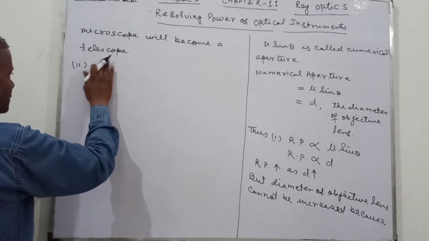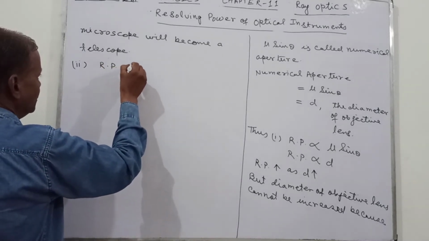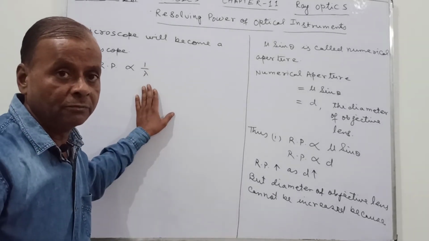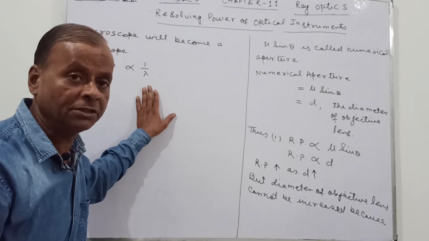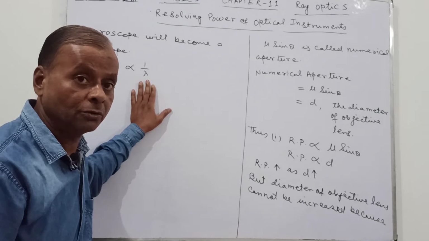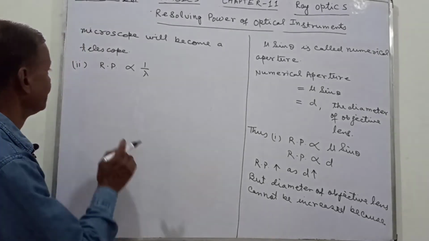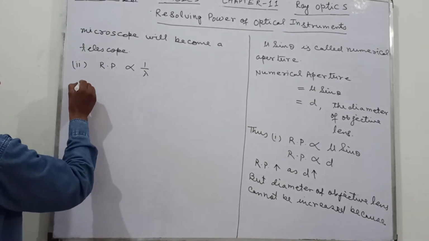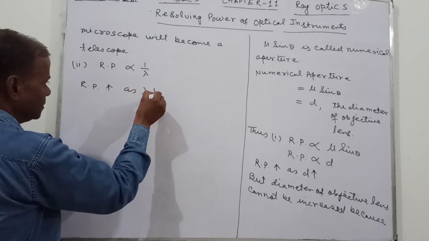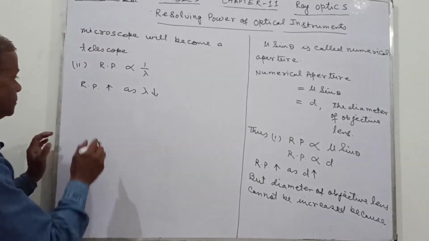Second, this Rp is proportional to 1 upon lambda. We can change this lambda because we can make any kind of light incident on the object. So this lambda can be changed. So by decreasing the lambda, this Rp can be increased. So Rp increases as lambda decreases. So for maximum Rp, lambda should be minimum.